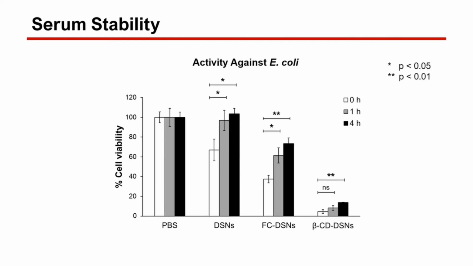Beta-CD DSNs were also found to maintain their antibacterial activity in serum against E. coli, whereas other DSNs were found to have a statistically significant loss in their antibacterial activity.